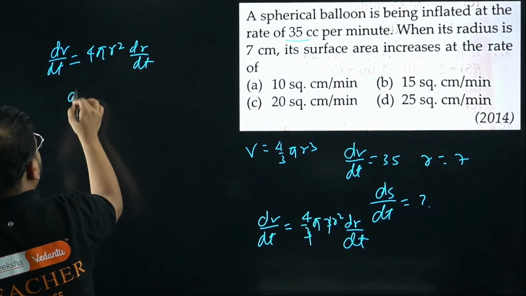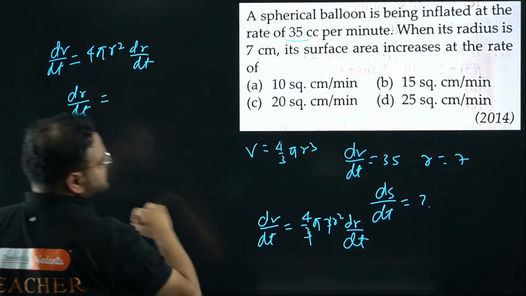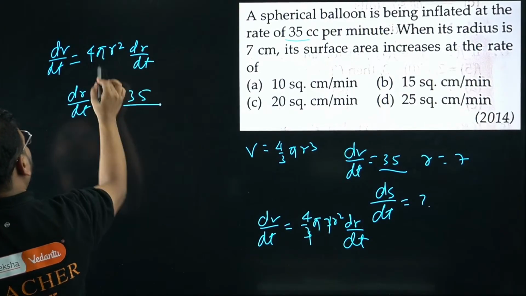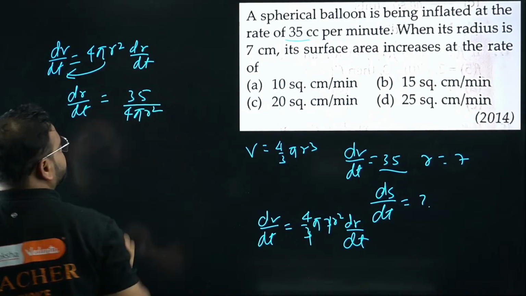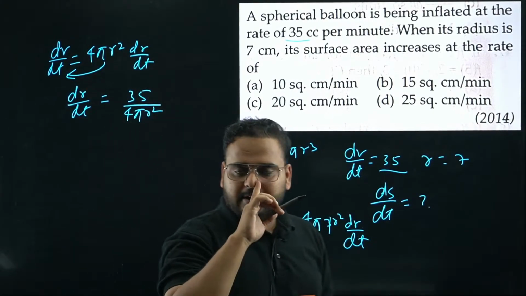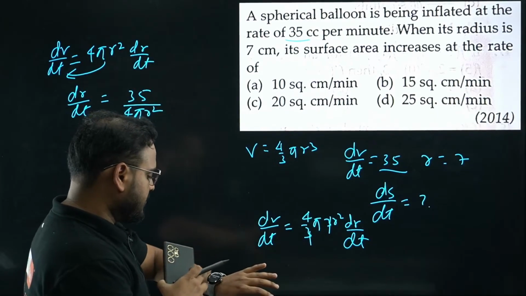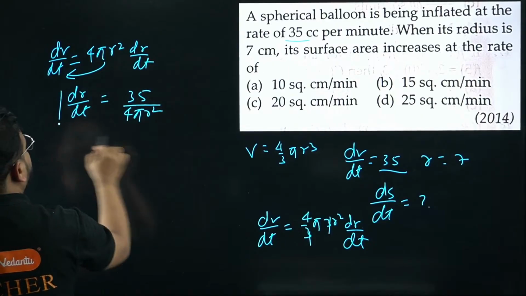From here I can get dr by dt equal to, what is this value, sir? This value is given as 35. So 35 upon 4 pi r square, where 35 is the dV by dt value. I can move this 4 pi r square to this side. You'll have this as 35 by 4 pi r square. This is my dr by dt.